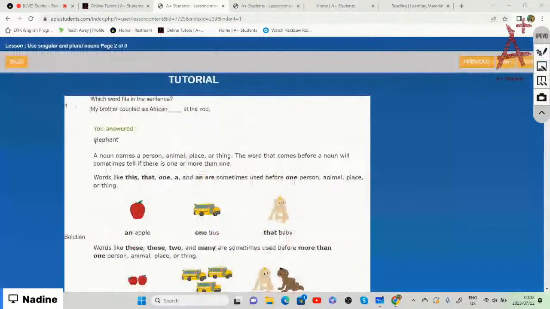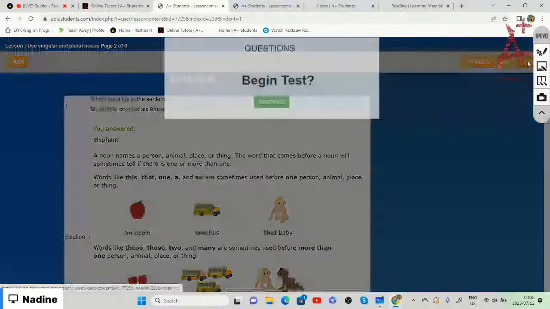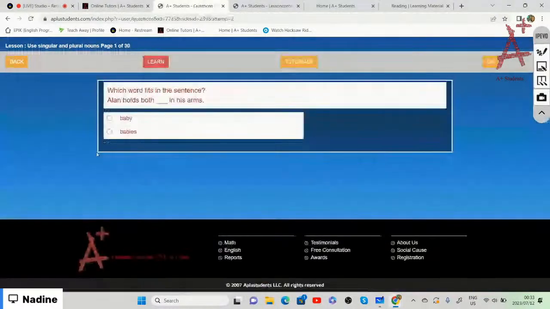All right, so that was using singular as well as plural nouns. So now we're going to test ourselves based on the lesson that we just did. And we need to choose the correct word that fits within the sentence. Alan holds both baby in his arms or babies in his arms. So is it baby in his arms or babies in his arms?